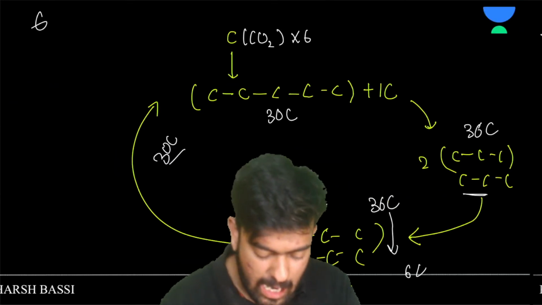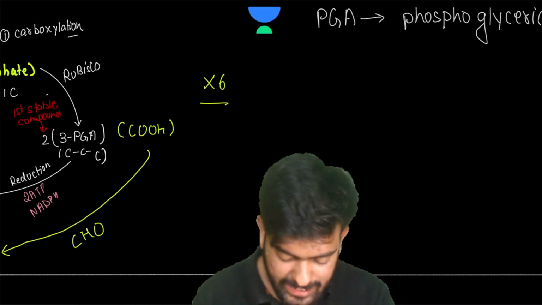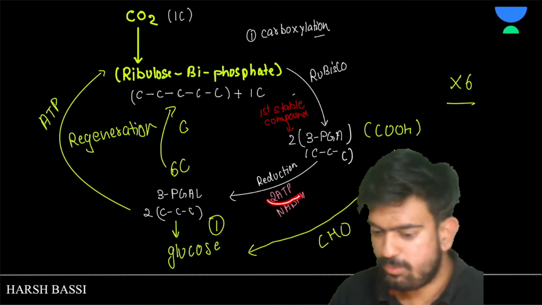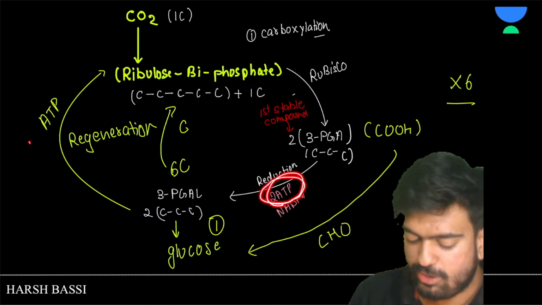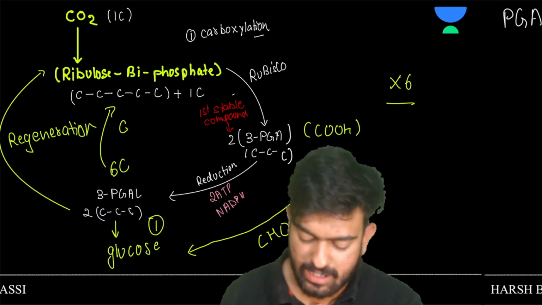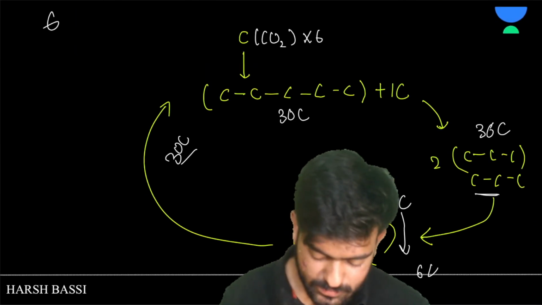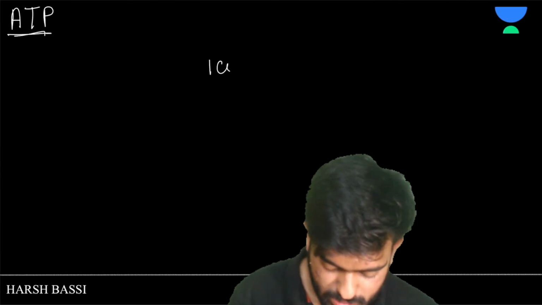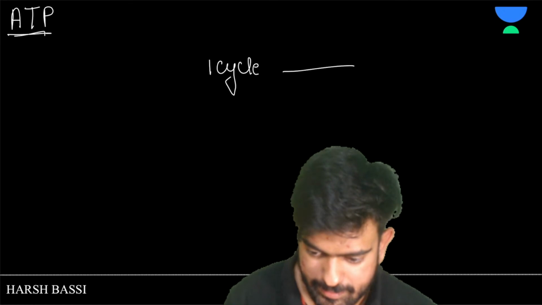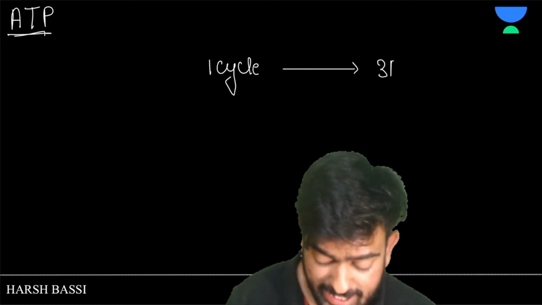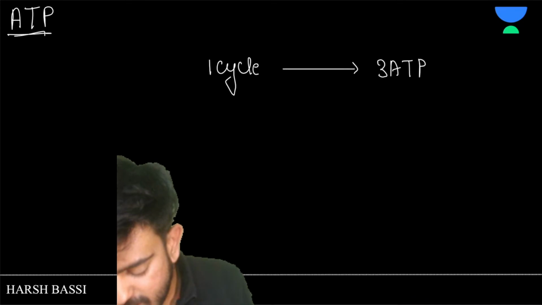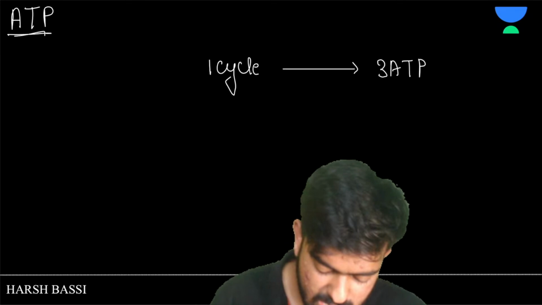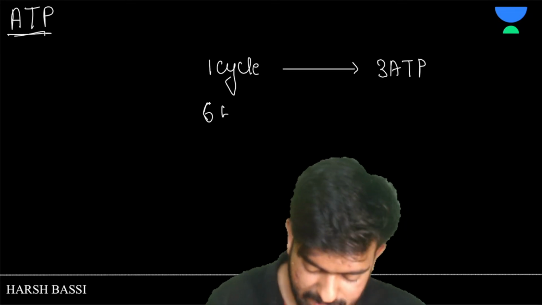For one cycle, how many ATP are you requiring? How many ATP are you using? Sir, 2 molecules of ATP here, 2 molecules of ATP here, and 1 molecule of ATP here. So in one cycle we are requiring 3 ATP. Yes or no? One cycle, 3 ATP. So guys, 6 cycle में कितना? 6 1 is 6, 6 2 is 12, 6 3 is 18. 6 cycle में कितना? 18.